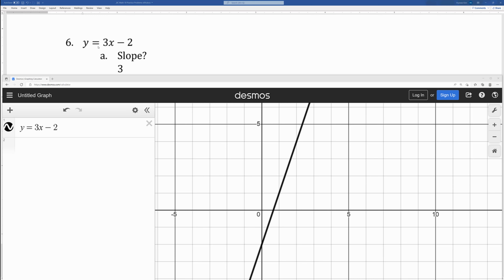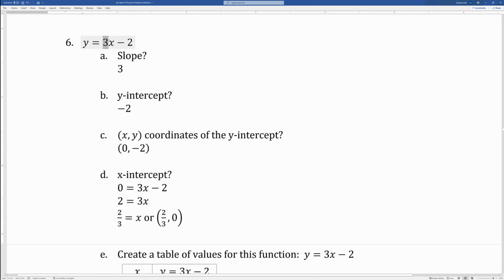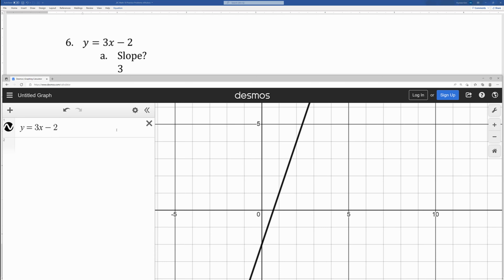y equals 3x minus 2. What's the slope? The slope is the number in front of the x. When you look at the graph, starting from the y-intercept of negative 2, for every 1 unit you go to the right, you go up 1, 2, 3 units.